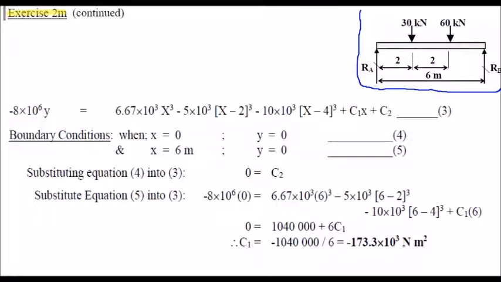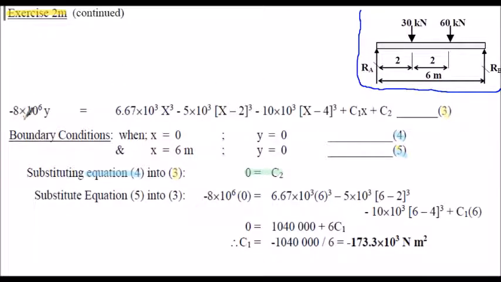Exercise 2M continued. Just repeated equation 3 for convenience here, along with our boundary conditions labelled 4 and 5 here. So we're now going to substitute equation 4 into equation 3, and we can clearly see that C2 is equal to 0. Just think that through for ourselves.